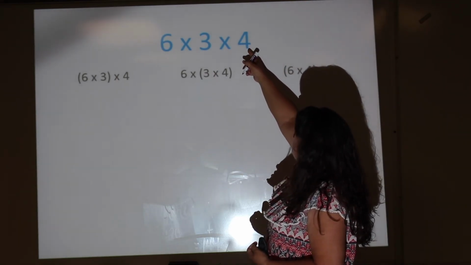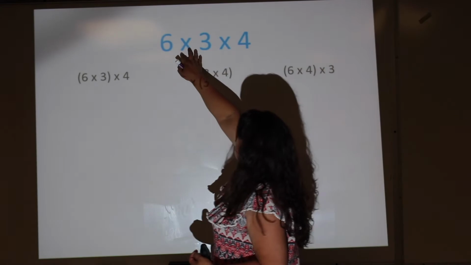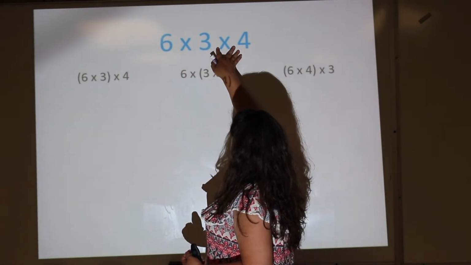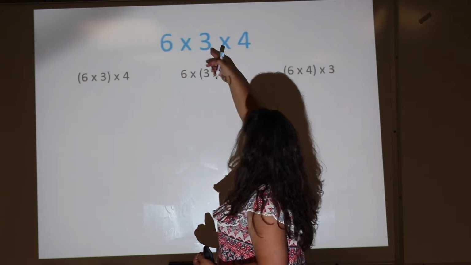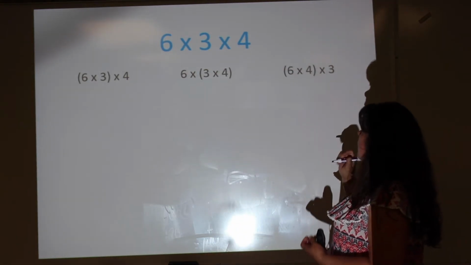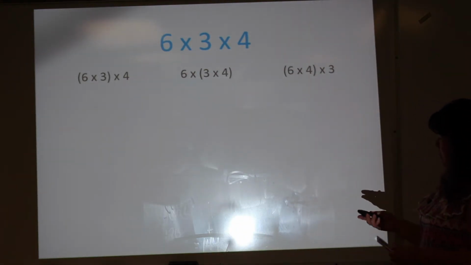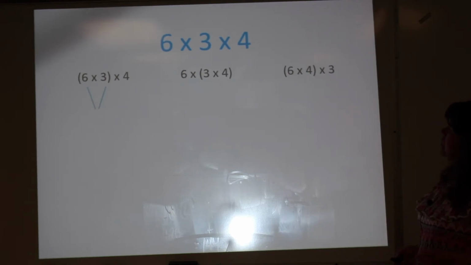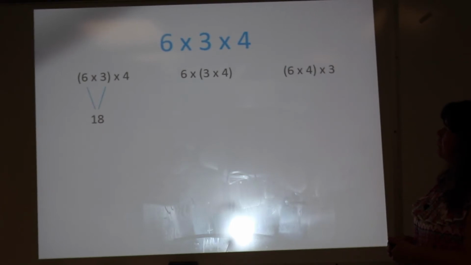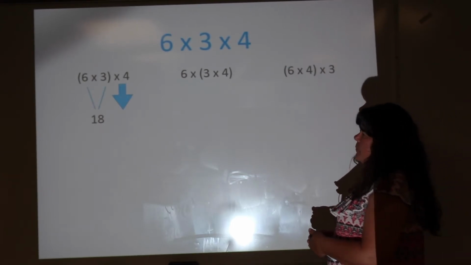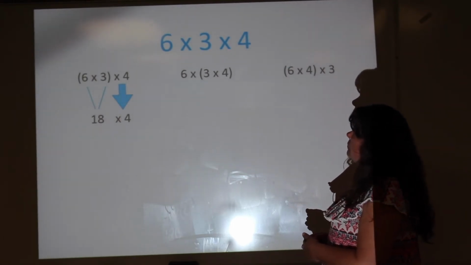Let's see, if I need to get my 4, I can do these first 2, but how would I multiply the 6 times the 4? I had to actually move it over, and that's all they did, is they moved it over. So you can see that you can do that as well. So when we do that, 6 times 3 is 18. Then I do the times 4.